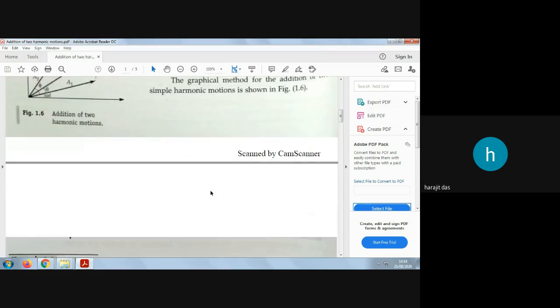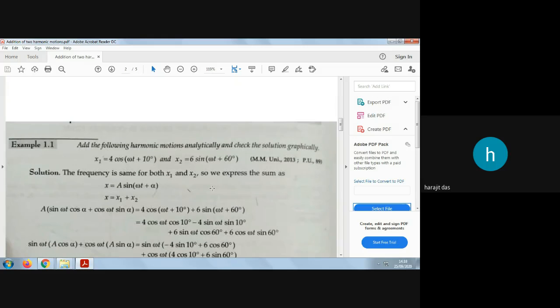By this method, this problem is also taken directly from the book. We will see both ways: one is the mathematical analysis, another is the graphical presentation. How to find the resultant amplitude and the angle. Here, add the following harmonic motions analytically, means mathematically, and check the solution graphically.